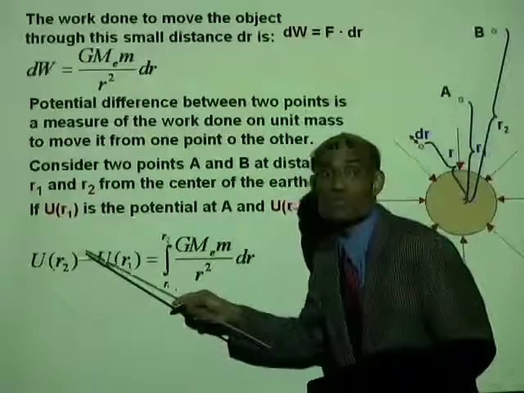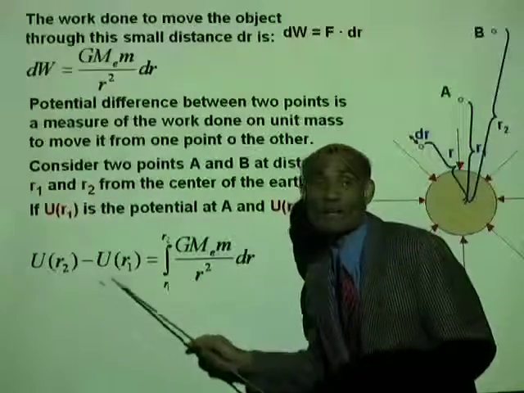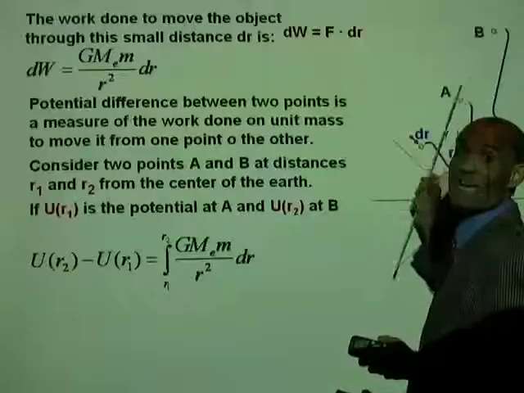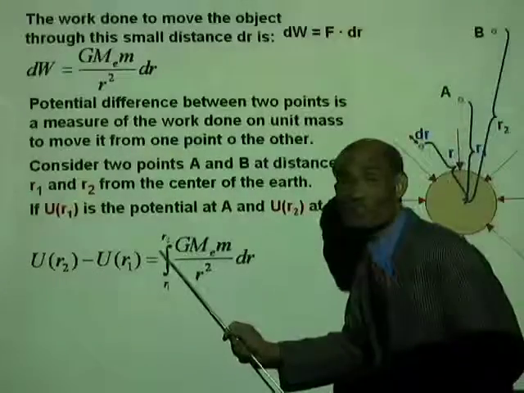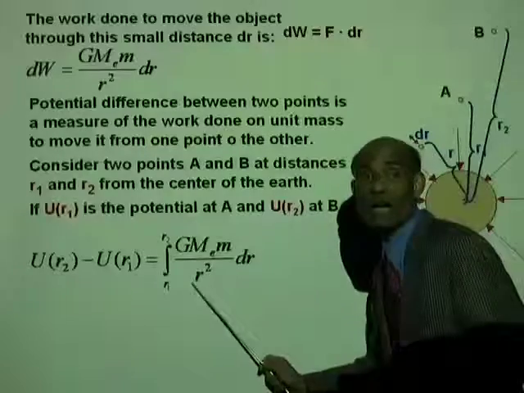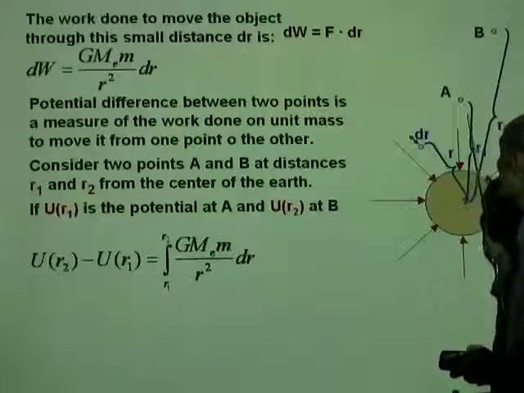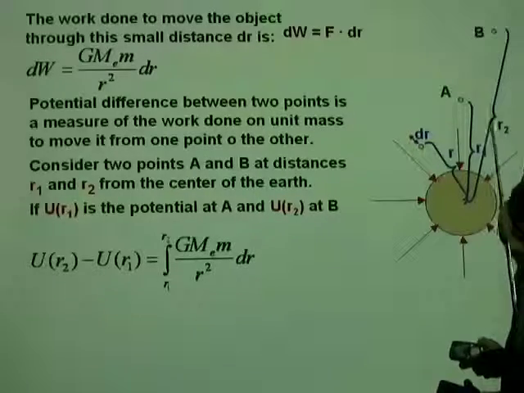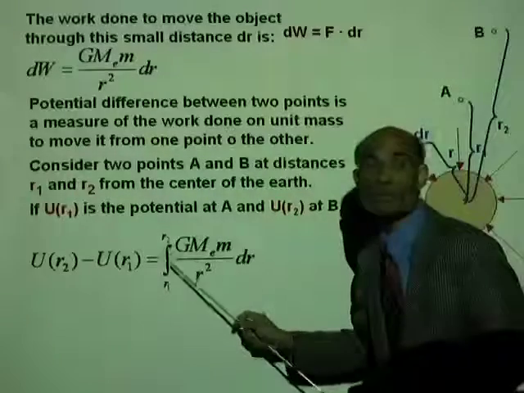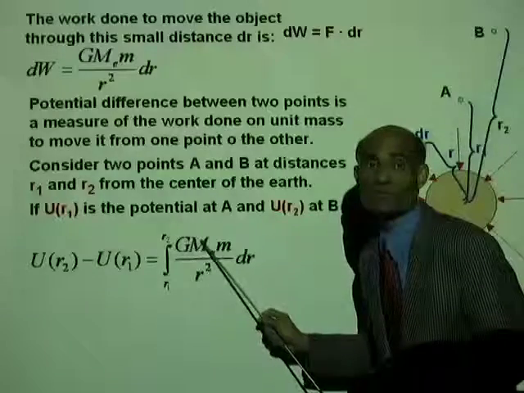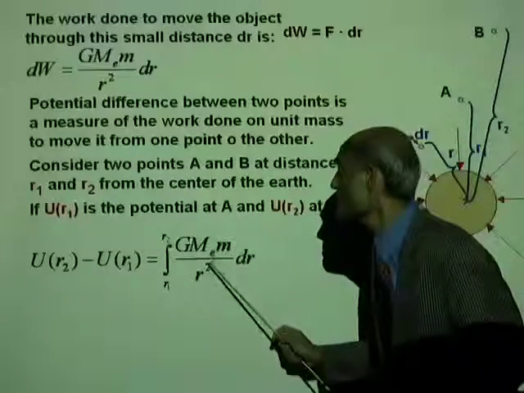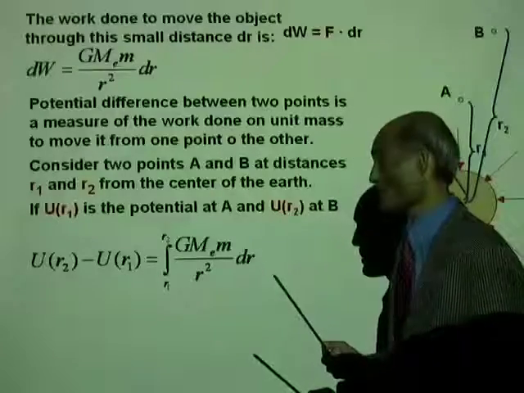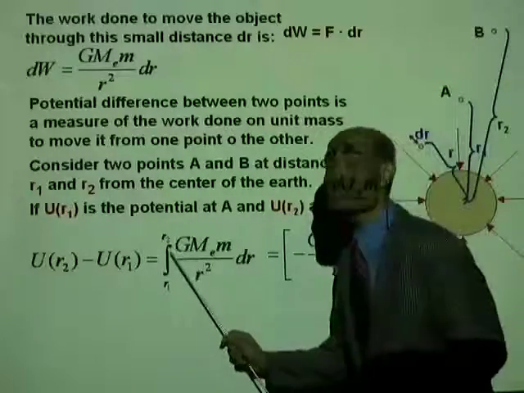So U(R2) minus U(R1), which is the potential difference between the two points A and B, is a measure of the total work done in moving the object from a distance R1 to a distance R2. It is the integral from R1 to R2 of G M_E M over R squared dr. Okay, can you integrate this?